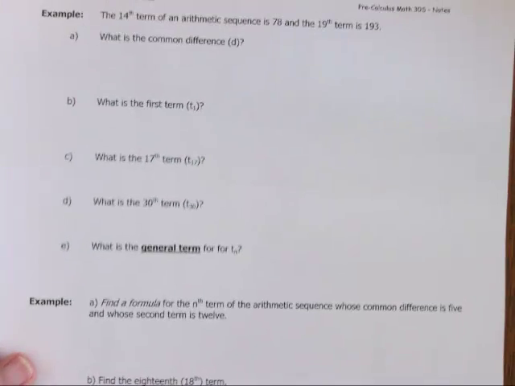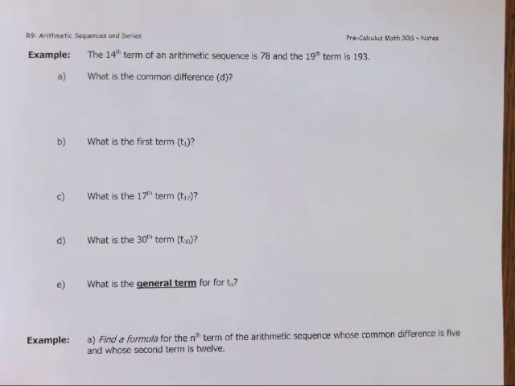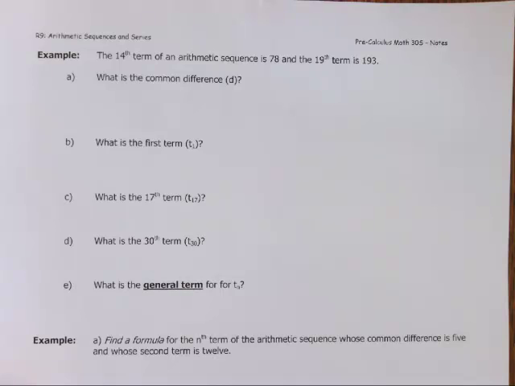Okay. Now, the last page here on this section asks you to figure out some information. It's a little more digging that we have to do. So we've got the 14th term of an arithmetic sequence is 78, and the 19th term is 193. Okay, so we have to figure out what our common difference is.